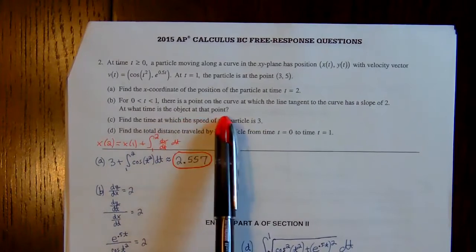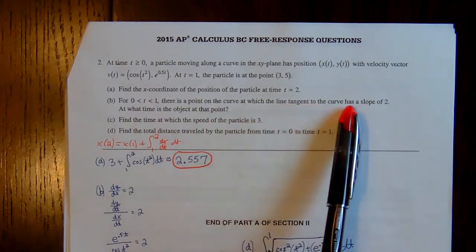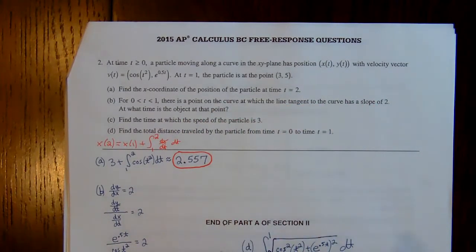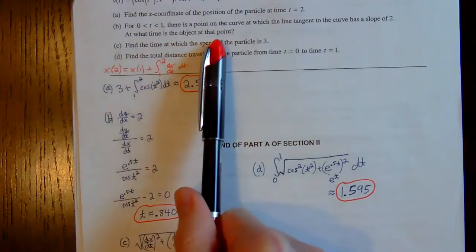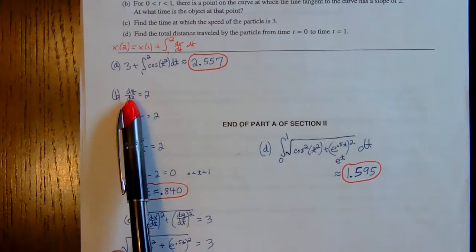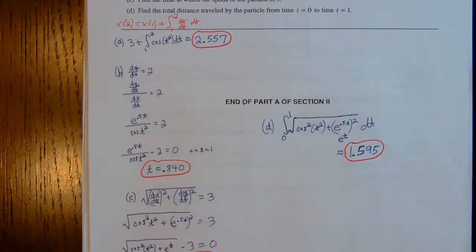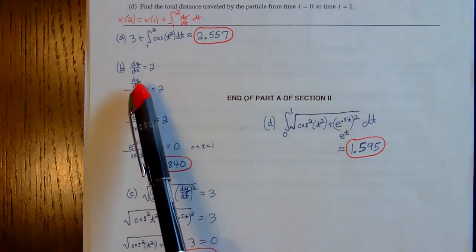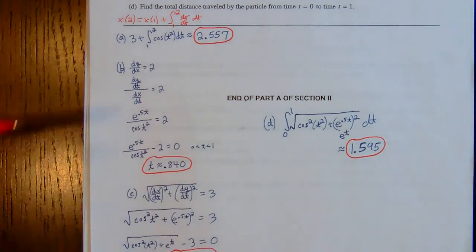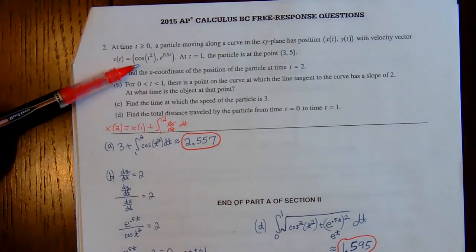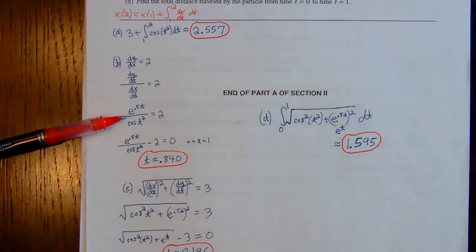For part B, it says the line tangent to the curve has a slope of 2. So when they give you the slope of the tangent line, they're telling you the dy/dx. The dy/dx is equal to 2. At what time is the object at that point? We also know on all these parametric ones, the dy/dx is the same thing as dy/dt over dx/dt. So set that equal to 2. They gave us both the dy/dt and the dx/dt, so I just plug those in.